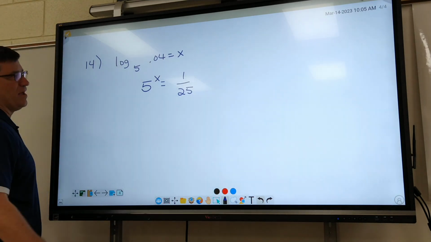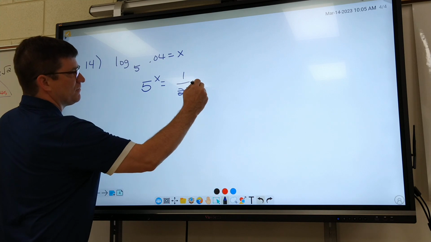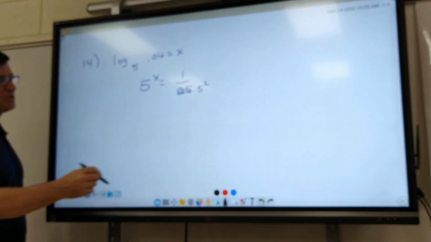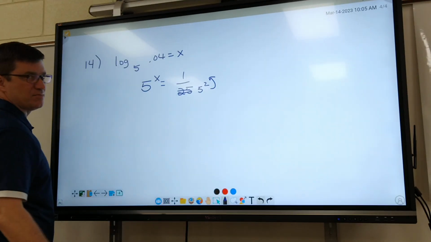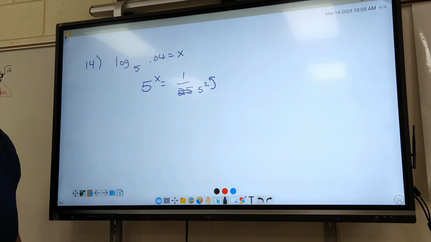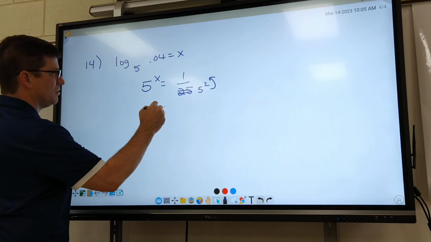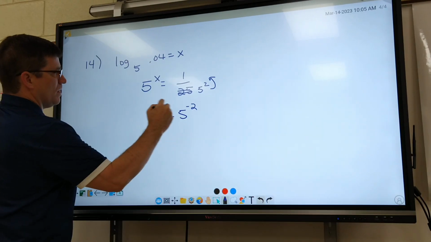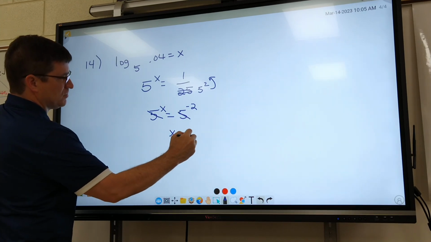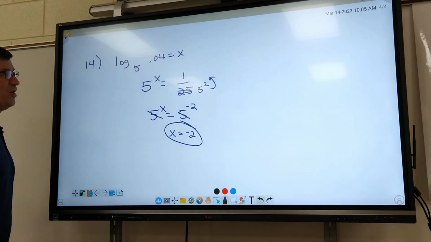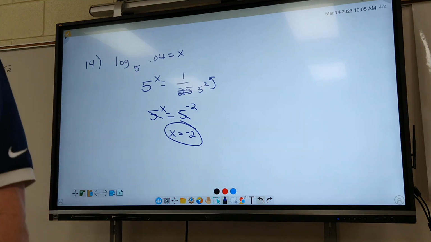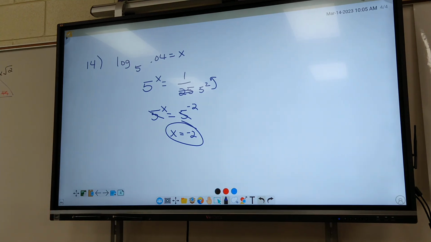Now make them the same base. Well, I know 25 turns into 5 squared, right? But what's going to happen with 5 squared when I move it up to the top? Comes 5 to the negative 2. Mark out your 5s now, x equals negative 2. All right, y'all help each other and try to finish the last 4. If you get stuck on one, let me know.